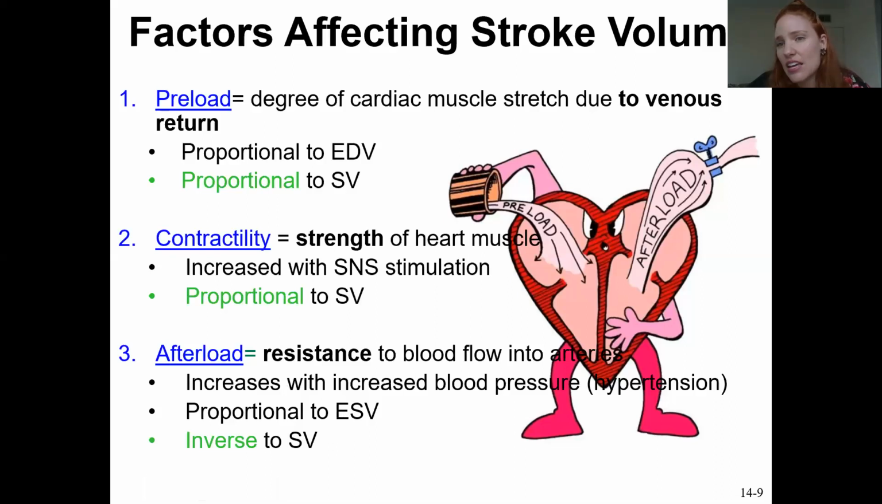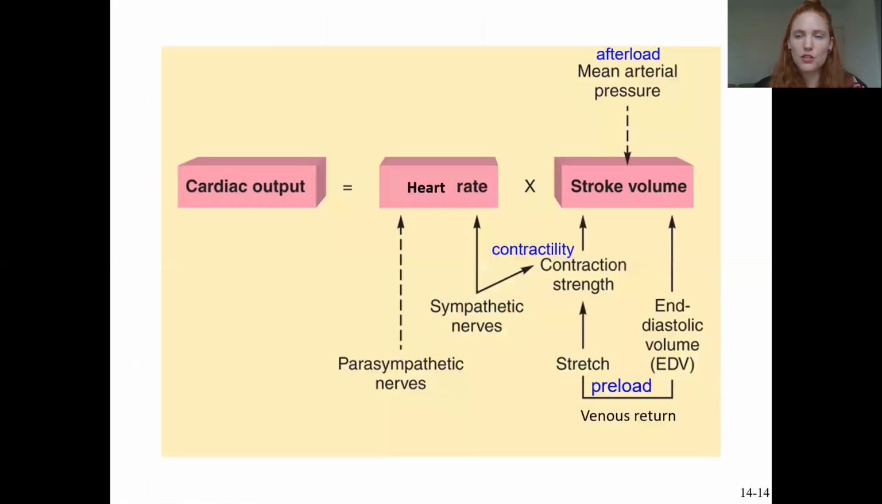And if it can't leave, less will leave, more will be stuck in the heart, and the stroke volume would decrease. So an increase in afterload means a decrease in stroke volume. Okay, so that was anything to do with resistance to blood flow leaving the heart. Okay, so here's my summary slide right here.